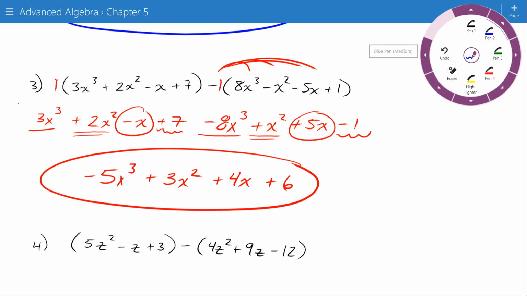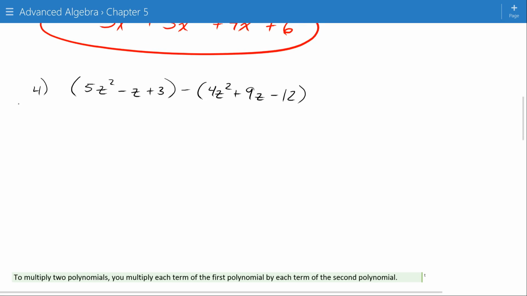So let's look at that second example now. And again, this one I'm going to do kind of the shorter way, the way that I tend to do these. I just circle the sign that's in between, and then I'm combining terms while paying attention to that sign. So I start with my highest degree, which is z squared. So it's going to be 5z squared minus 4z squared. So it's just 1z squared.